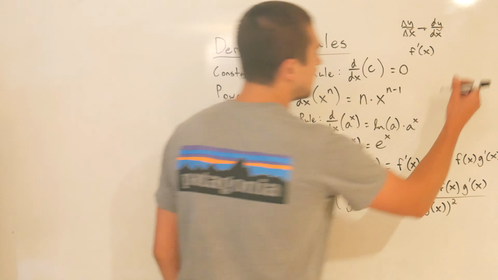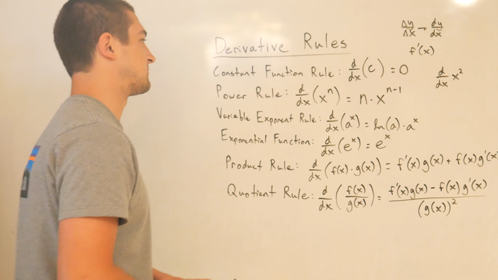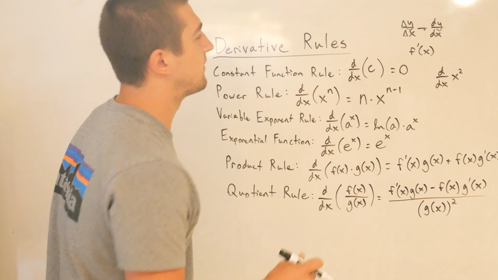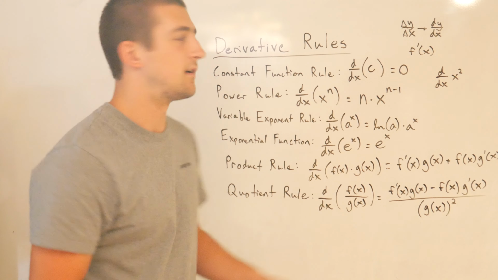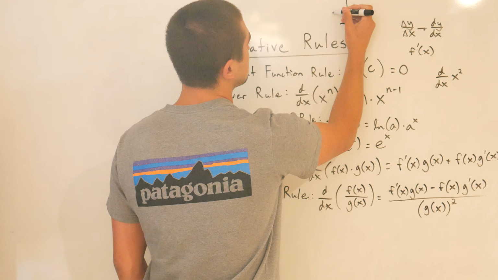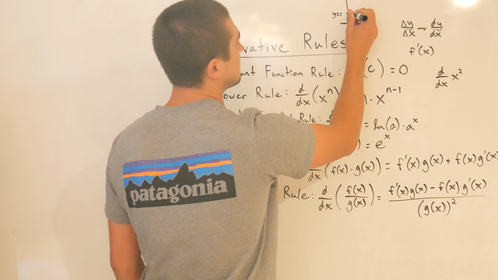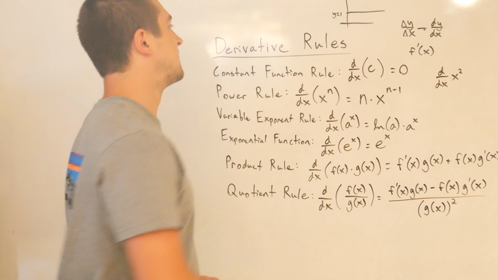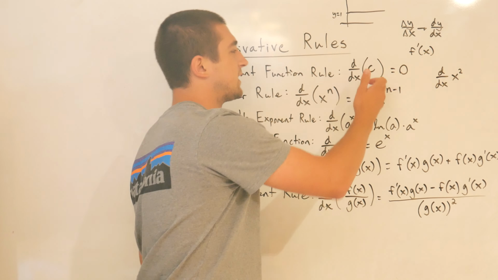But yeah, so the first derivative rule is the constant function rule. And that states that the derivative of any constant function is 0. So the derivative of 1 is 0. The derivative of 100 is 0. And that's because a constant function, a function like y equals 1 or y equals 100, is just a line at whatever. So y equals 1, if that's the function, it's just a horizontal line, and it has no slope. And the derivative is the slope. So the derivative of any constant function is 0.